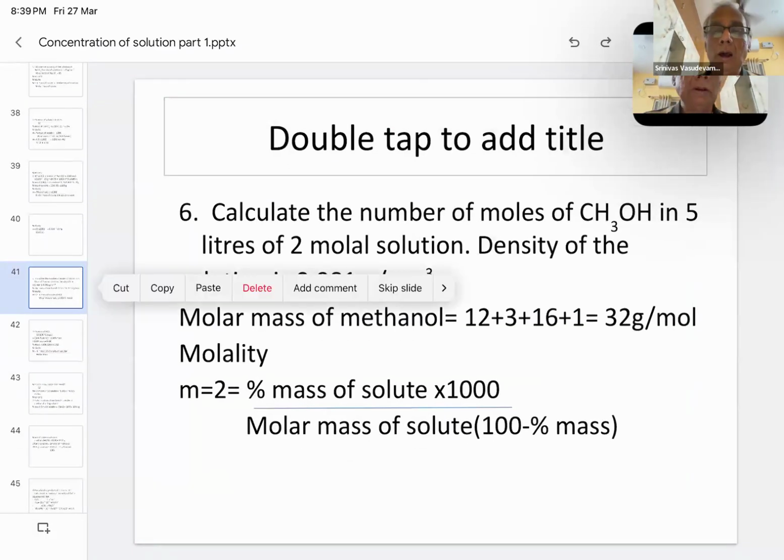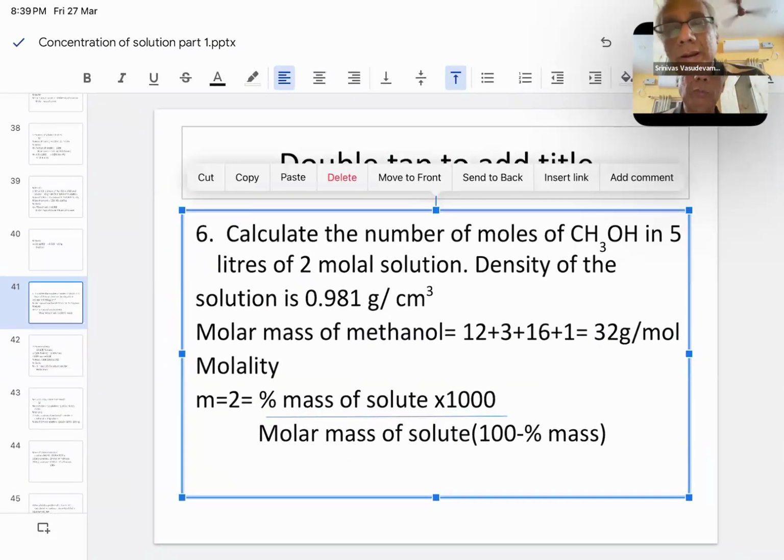Right. Now, the other way around I'm looking at here. Finding out the molarity from molality. Calculate the number of moles of methanol in 5 liters of 2 molal solution. Molality is given. Number of moles in 1 liter is molarity. 5 liter means I will multiply by 5 later on here. Density is given as 0.981 gram per centimeter cube.